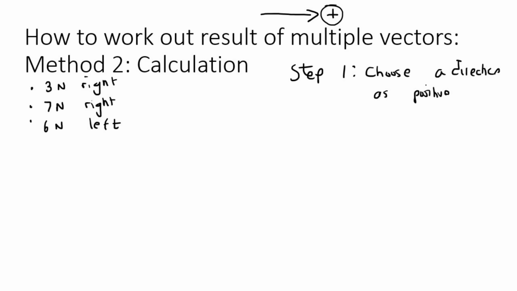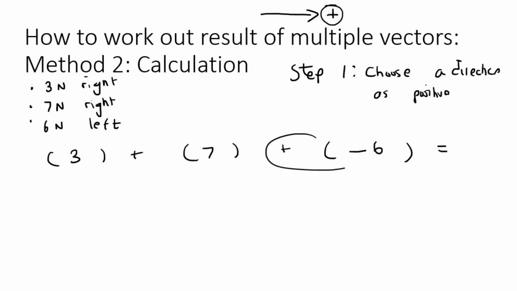All you're going to do now is you're just going to say 3 plus, or you're just going to add all of them together. Okay, but all of those that are going to the right are going to be positive. So 3 and 7. But this one is going to the left, so you're going to say minus 6. Okay, and then you're just going to add this all up. So 3 plus 7 is 10. This becomes a minus. So 10 minus 6 is 4, and you got 4 newtons.